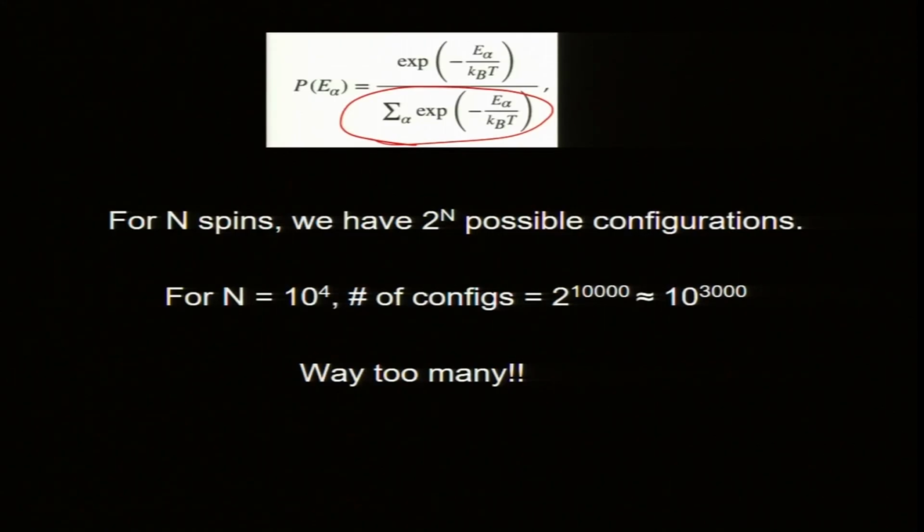2 to the power 10 is about 10 cube. So it is huge, impossible. I mean, you can't do it. So there is a clever algorithm called the Metropolis algorithm. So what does it do?